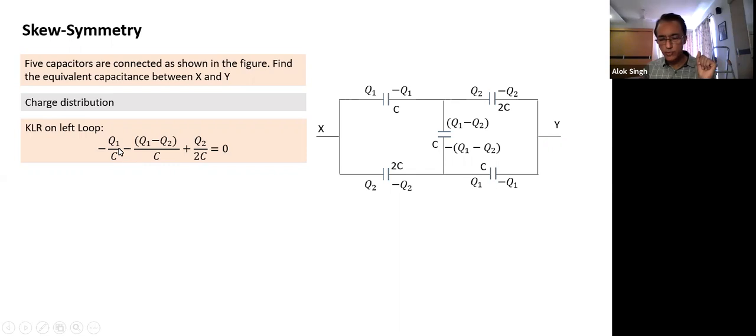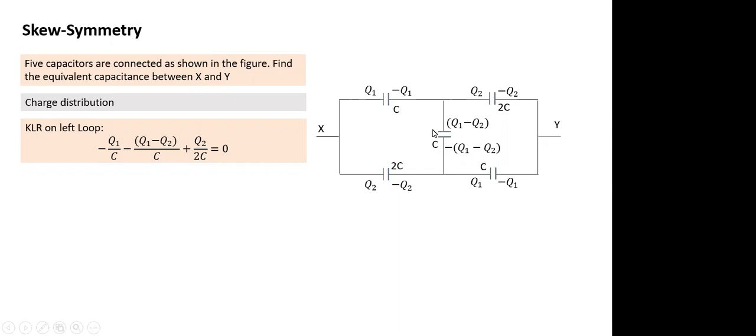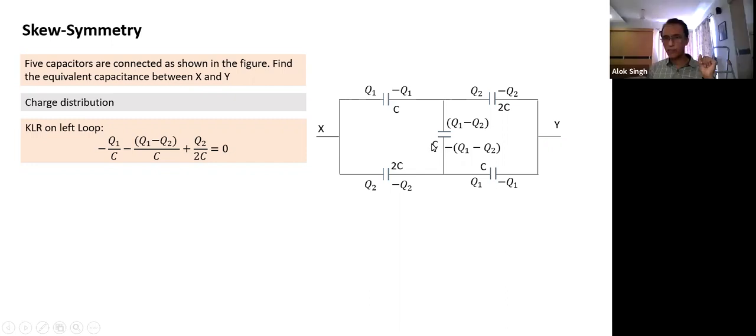Did all of you understand why it is Q1 by C and why it is negative? Because I am crossing from positive plate to negative plate. So this is minus Q1 by C. Then I move from here up to this point, no change in potential, conducting wire. Again I move from positive to negative, a drop. The change in potential is equal to the charge on the capacitor divided by its capacitance. Again, negative sign: Q1 minus Q2 divided by C.